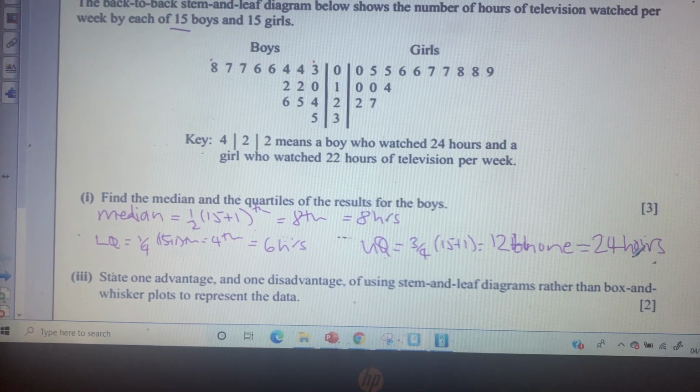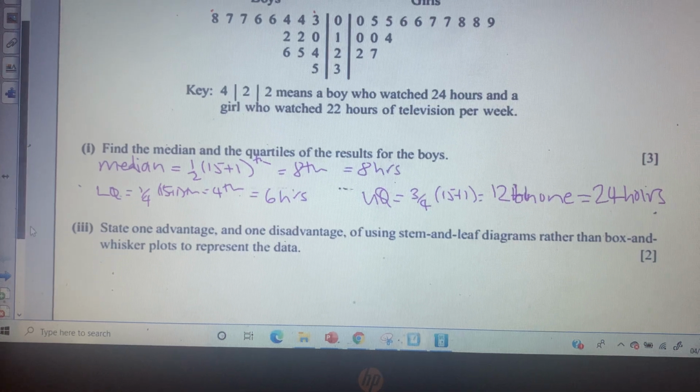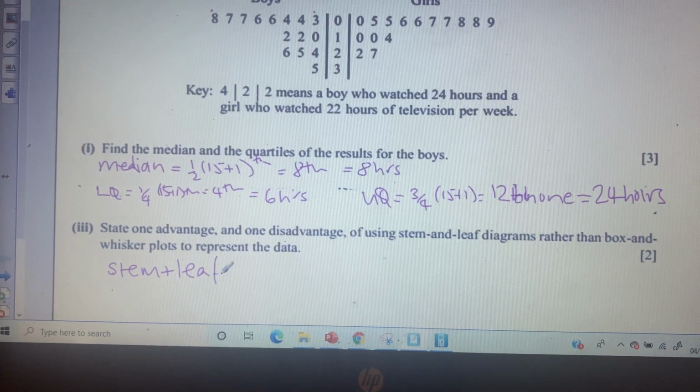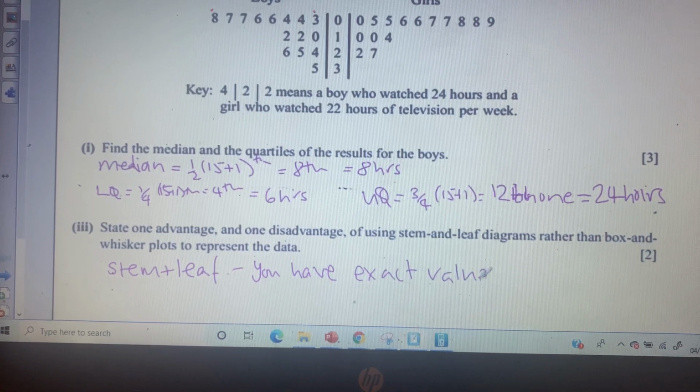State one advantage and one disadvantage of using stem and leaf diagrams rather than box and whisker. Well, a stem and leaf diagram is all about raw data. So instantly, for your stem and leaf, you can actually see the values, the exact values, whereas obviously on a box and whisker, you haven't got that.